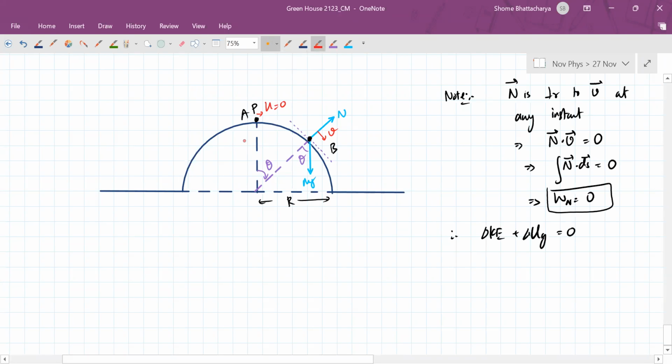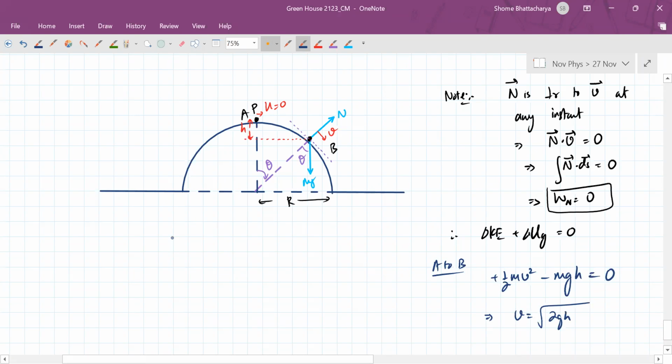So if the particle has a height difference from here to here of h, then from A to B the change in kinetic energy is plus half mv square, and the change in gravitational potential energy is a loss of mgh. So v is equal to root 2gh.